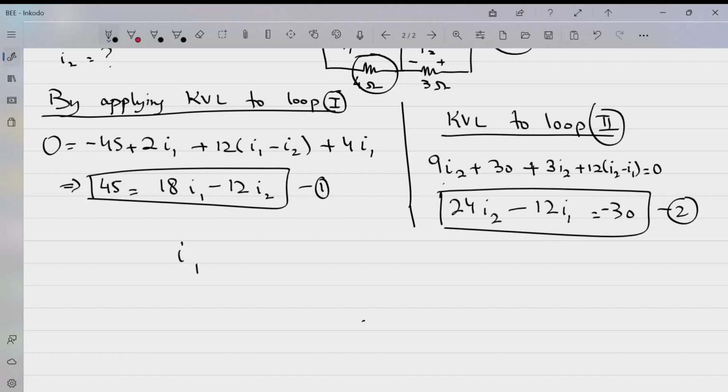I1 कितना आ रहा है? 5/4 सर, 5/4 आ रहा है. Yes sir, 2.5 and 0. Yes sir, same. सही है. 2.5 and 9 rupees will be zero.